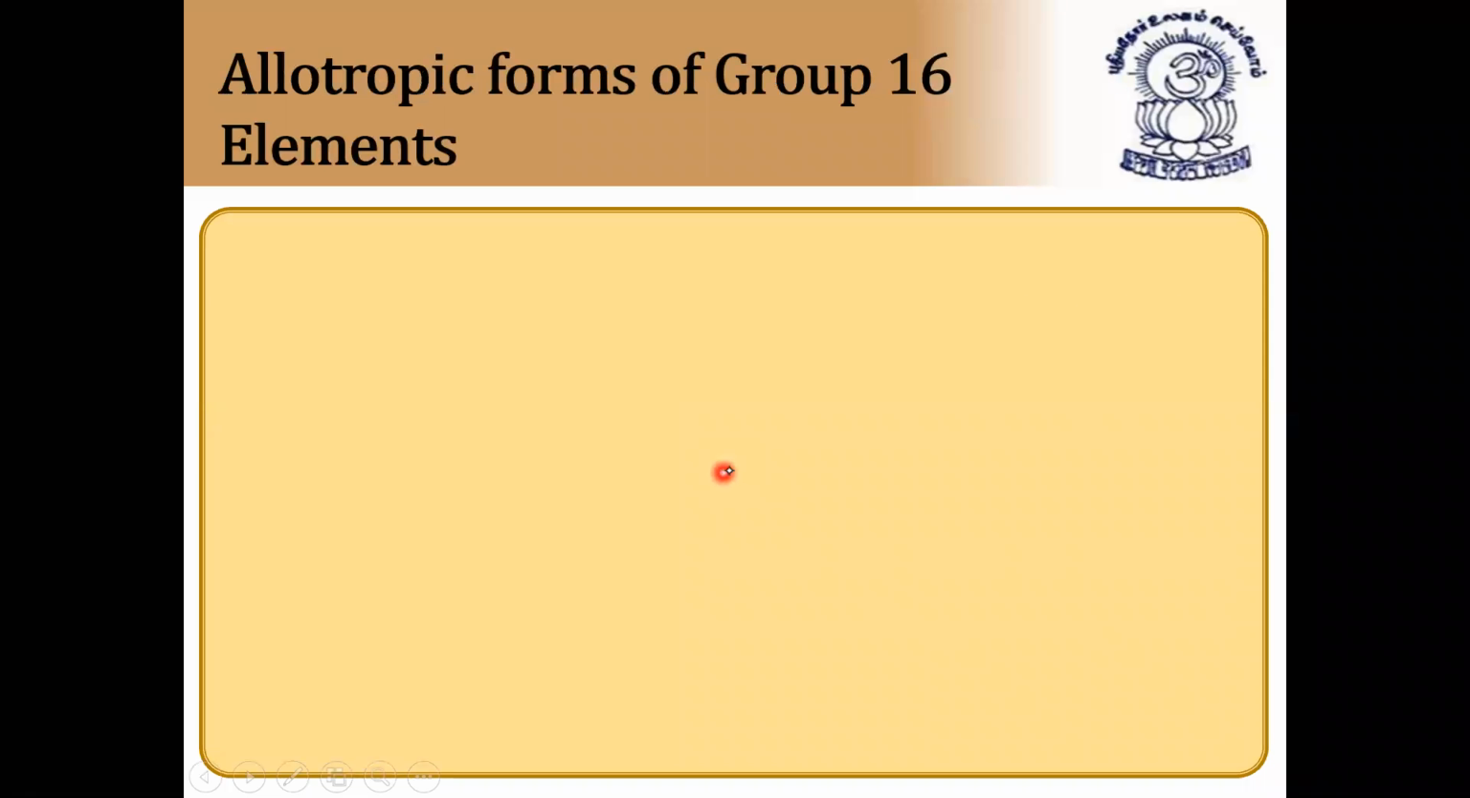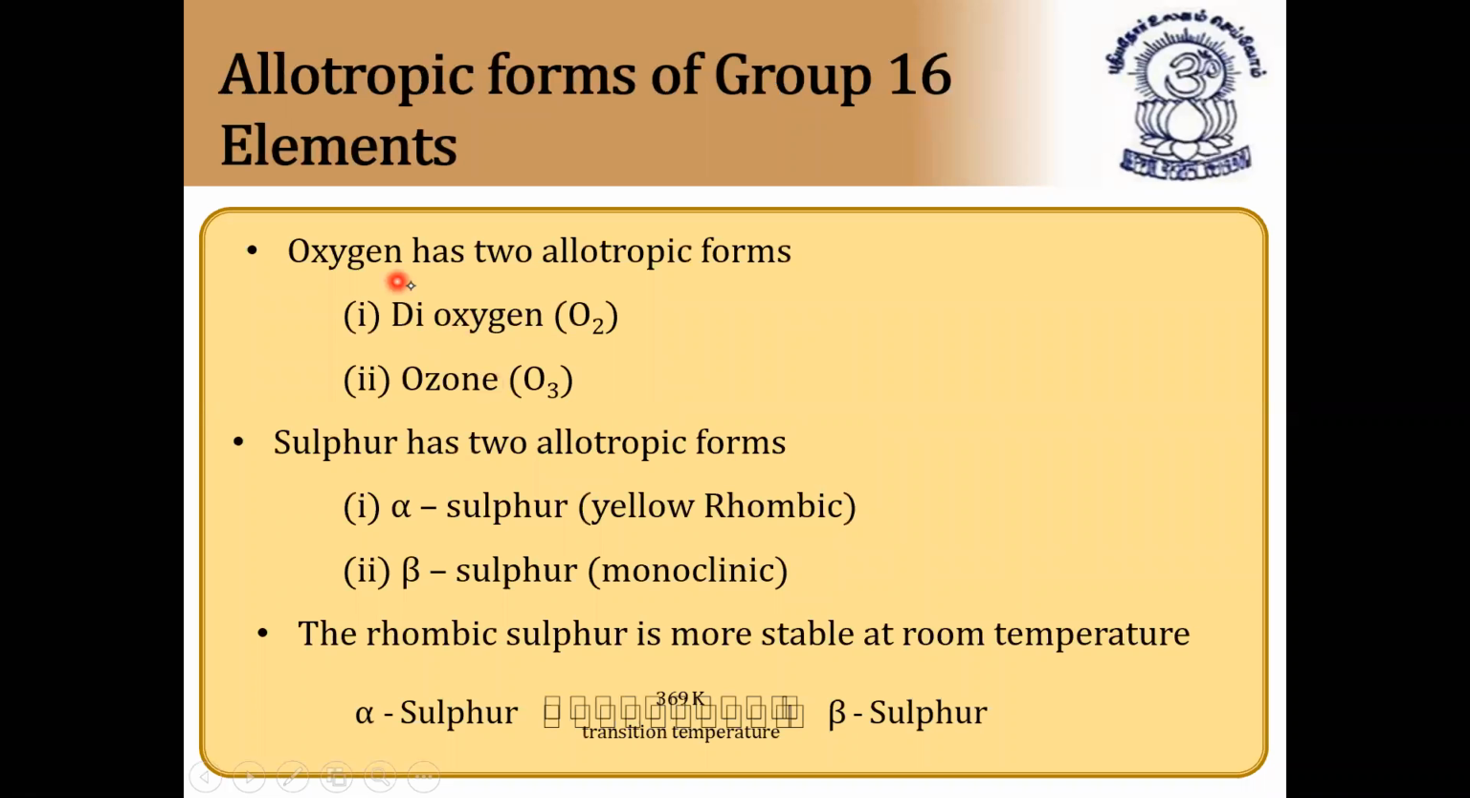Next, allotropic forms of group 16 elements. Oxygen has two allotropic forms, that is dioxygen, O2, and ozone. We know ozone also. Sulfur has two allotropic forms, alpha sulfur and beta sulfur. Rhombic sulfur is more stable at room temperature. Alpha sulfur changes to beta sulfur at the transition temperature, that is 369 kelvins.